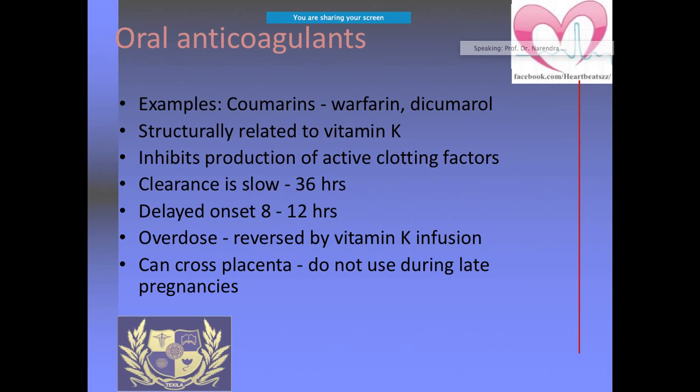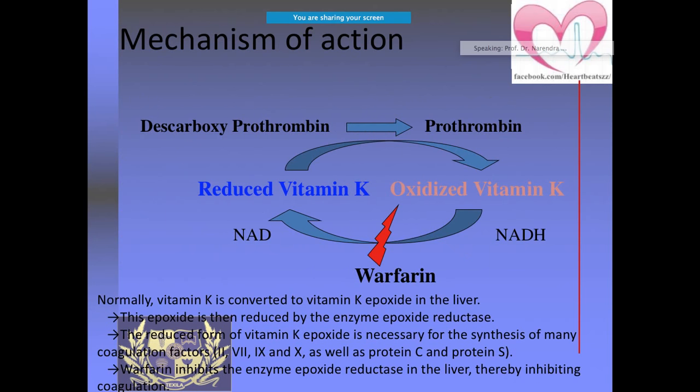One really important thing we all need to keep in mind is, as they may cross the placenta, you must not use them during the late stages of pregnancy. As you can see in this diagram very clearly, this is how the oxidization of vitamin K is happening. It is mediated by the enzyme, with descarboxyprothrombin getting converted into prothrombin. That is why this mechanism, everything, is happening in the liver. Okay.